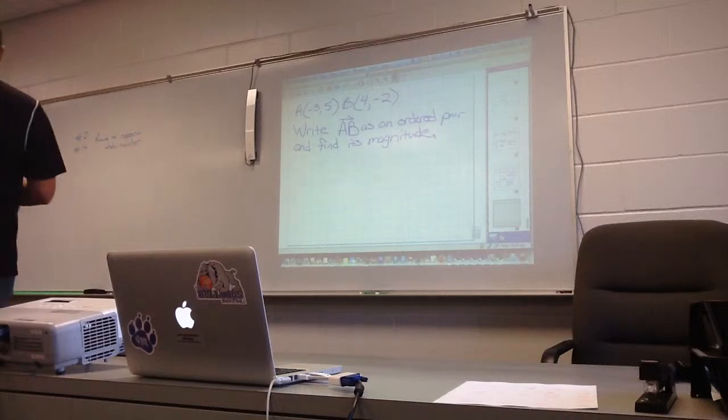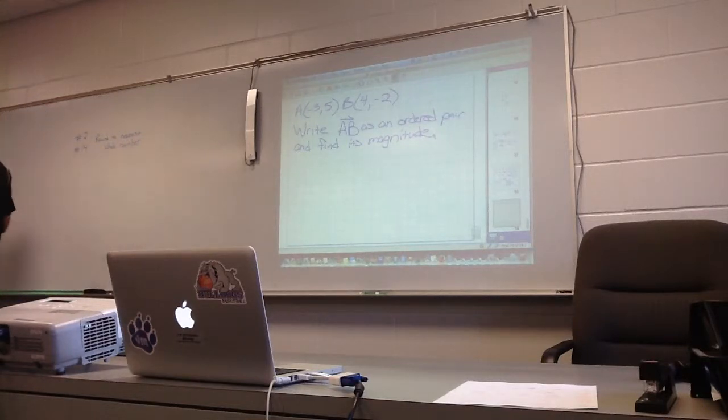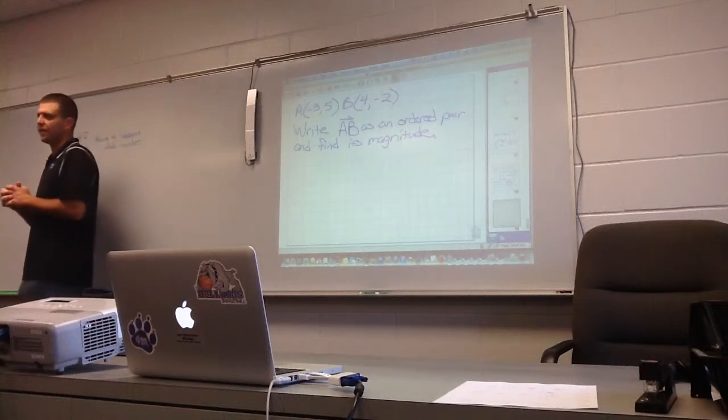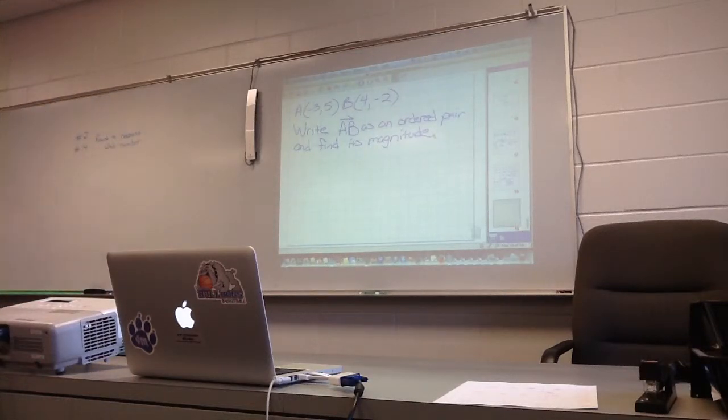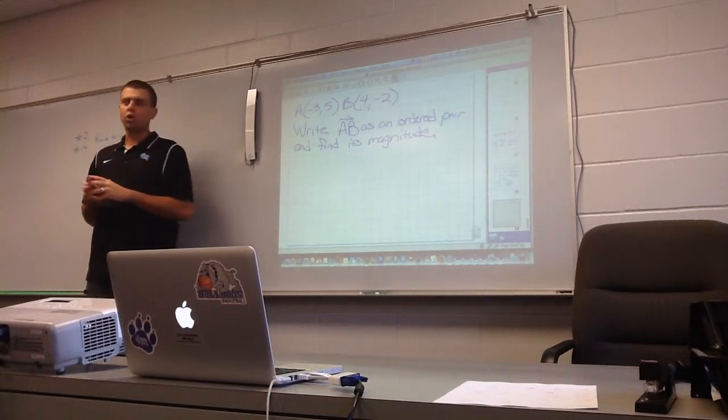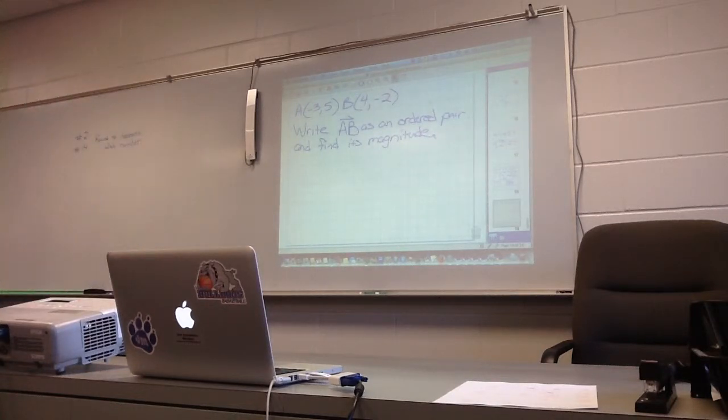This one's slightly different. Here they give you two coordinates. Did you notice they were coordinates and not vectors? How could you tell? Parentheses versus pointy brackets, the vector notation stuff. So, these are just coordinates.